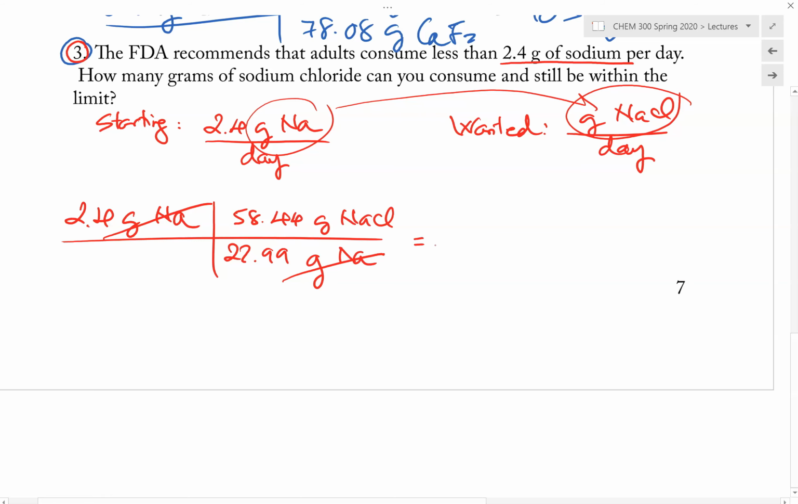And the final answer would then equal to multiplying by 2.4, which equals 6.1 grams of sodium chloride. So that is the amount of sodium chloride that a person can consume and still be within the FDA limit of having 2.4 grams of sodium per day.